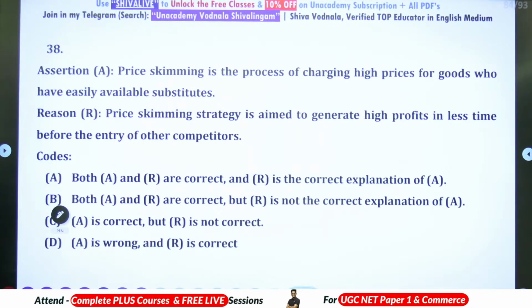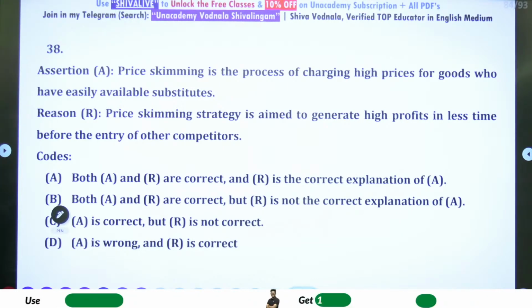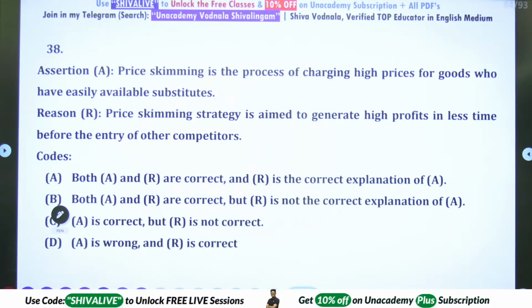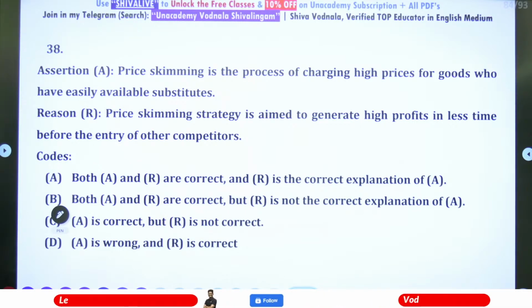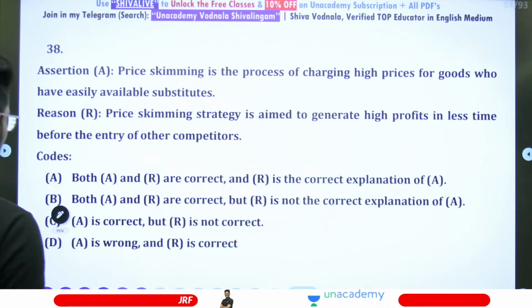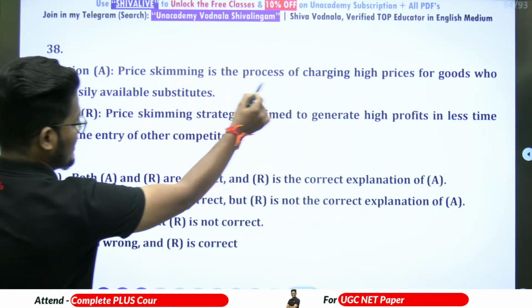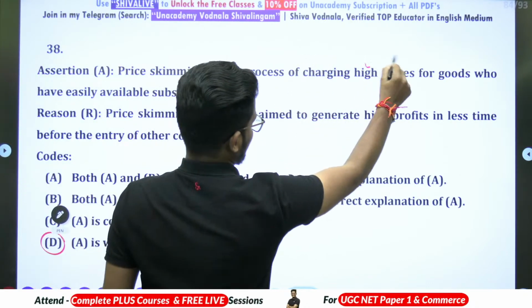Next, price skimming is a process of charging high prices for goods which have easily available substitutes. Price skimming strategy is aimed at generating high profit in less time before the entry of other competitors. So the answer must be D. Why is it D? Skimming is a process of charging high prices. Yes, absolutely this is correct.